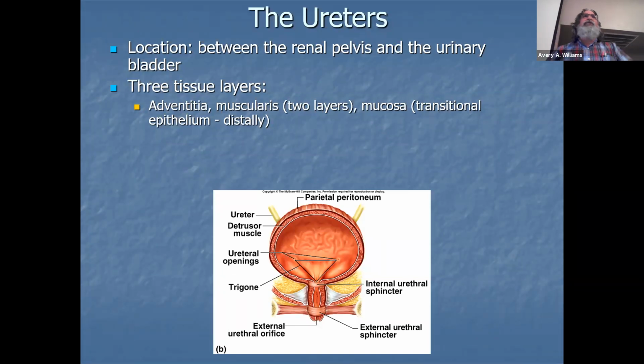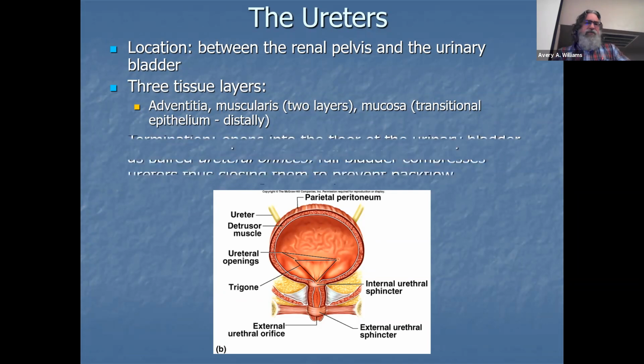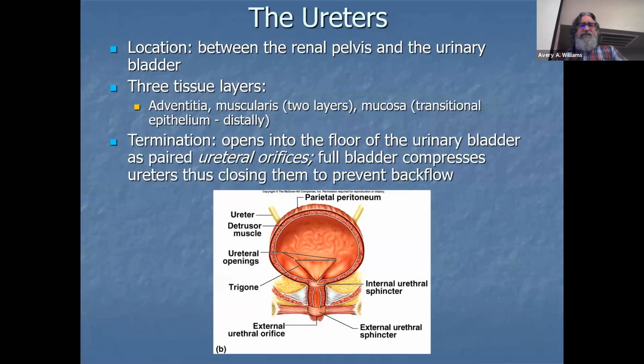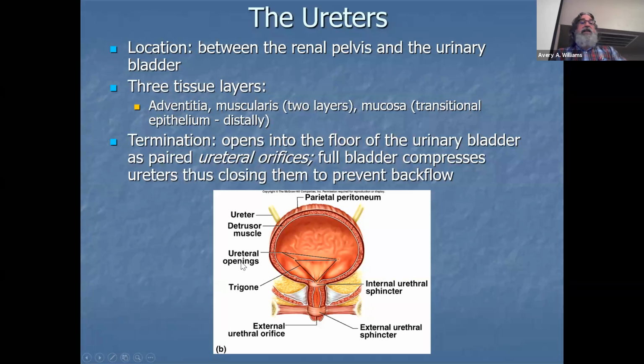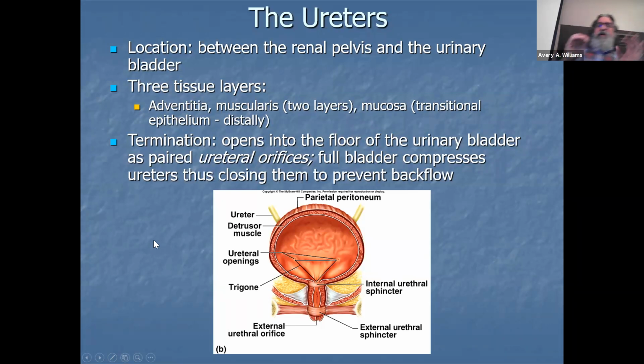Above that, up closer to the kidney, it would be like stratified cuboidal or columnar or something like that. Anyway, so termination, where the ureters come to an end, these tubes are coming down, they open up here and here. See those two little holes there? Those are the ureteral openings or the ureteral orifices. And so here I have termination. They open to the floor of the urinary bladder as paired ureteral orifices. A full bladder compresses the ureters, thus closing them to prevent backflow.